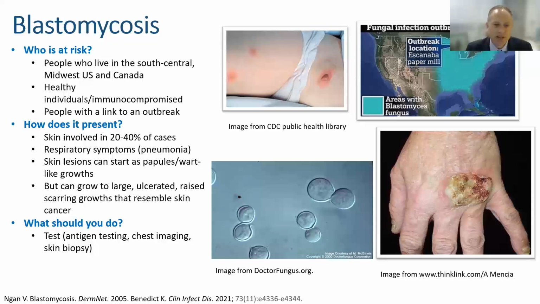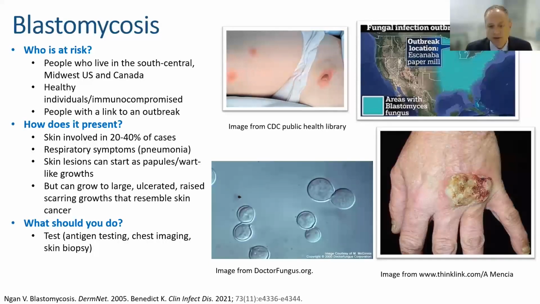Again, respiratory symptoms are pretty common with blastomyces, as well as most of the endemic fungi. But these skin lesions can look like a couple different things. You can see this top left photo here. These look like papules or warty-like growths. They also can ulcerate, as you see in the bottom right there. It can even mimic squamous cell carcinoma. They really need to be biopsied to ensure that you have the correct diagnosis.